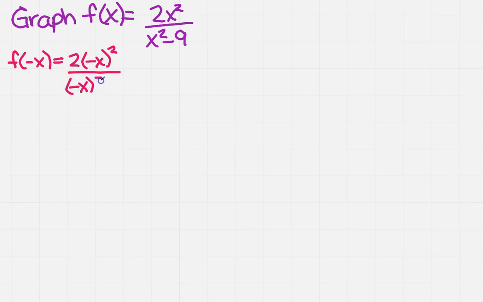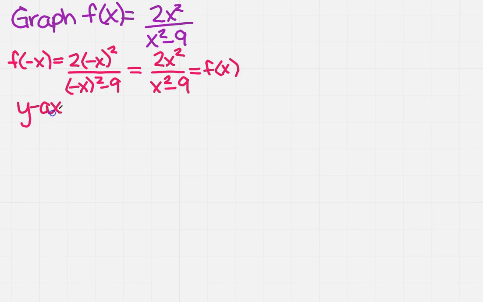And once I've done that, I want to go ahead and simplify. So this would just be 2x squared, and this would be x squared minus 9. Ooh, how cool is that? That looks exactly like f of x, so this is the same thing as f of x. So that tells me that there is going to be y-axis symmetry. Okay, so there's our symmetry out of the way.